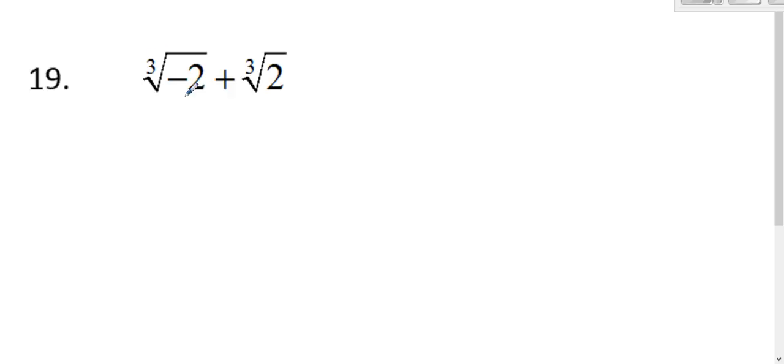Cube root, so it's an odd index, the negative can come out. Now they have the same index, the same radicand, so we add negative 1, positive 1, we get 0.